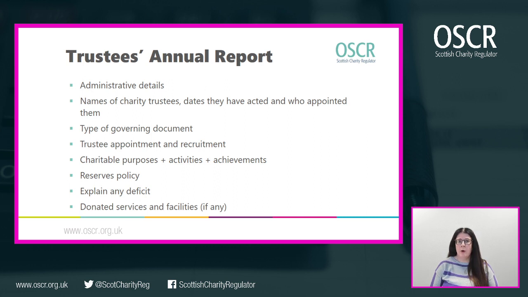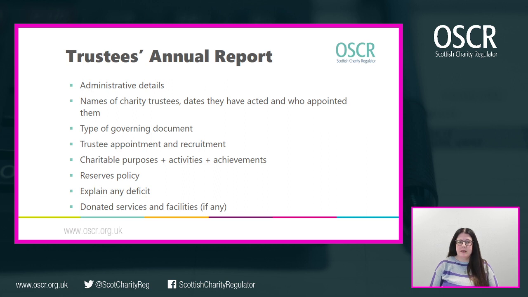So for instance, if they were only appointed part of the way through the financial year, explain the date that they were appointed on. Also explain who appointed them. If another person or another organisation has the power to appoint charity trustees, this should be explained in the trustees' annual report. Also, if any person was a charity trustee at the start of the year, but perhaps resigned partway through the year, then provide the detail as to the date of their resignation.